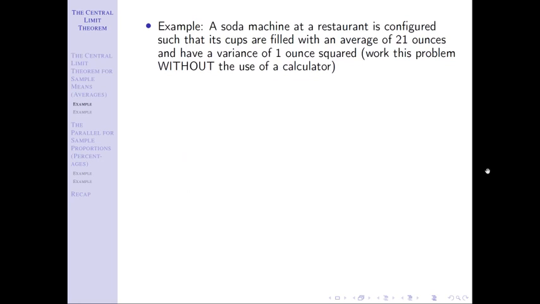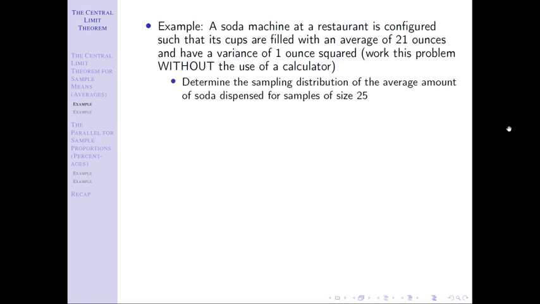So, a soda machine is configured such that its cups are filled with an average of 21 ounces, with a variance of 1 ounce squared. Again, this is a problem that should be able to be worked without a calculator. The math will work out fairly simple for you. Determine the sampling distribution of the average amount of soda dispensed for samples of size 25. Why do we have a sample size there? Remember, the sampling distribution idea says we have to have samples of the same size. So we have to specify that.